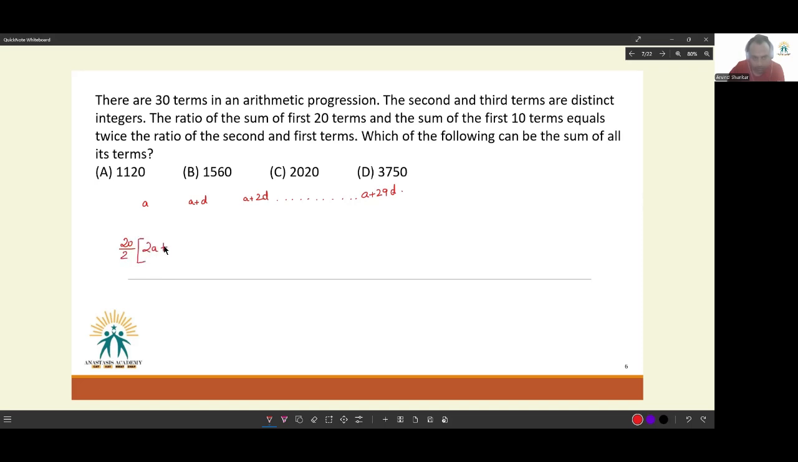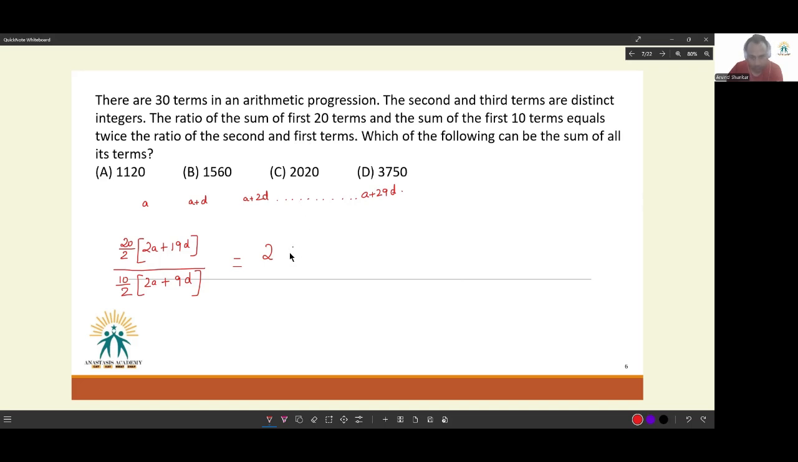2a plus 19d. This will be the sum of the first 20 terms. And the ratio of the first 10 terms is 10 by 2, 2a plus 9d. This is the ratio of the first 20 terms and the first 10 terms, and this is twice the ratio of the second and the first term.